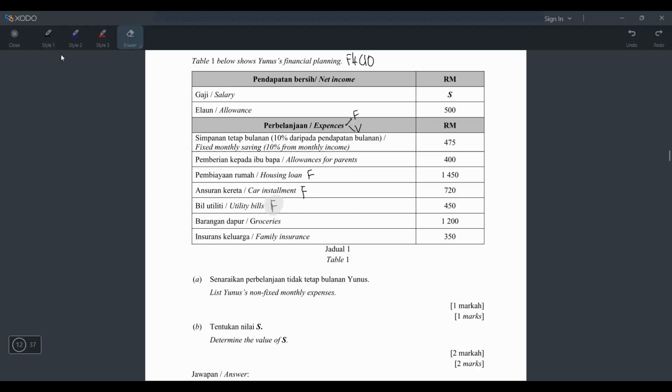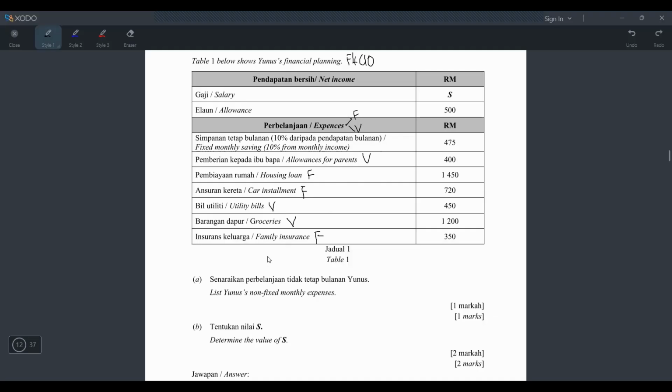Because electricity bill is actually variable. Because if you think about it, you can use less electricity and you can somewhat control the amount, right? Grocery is variable also. Okay, you can buy less stuff. Okay, but family insurance is fixed. Okay, allowance for parents variable. So I hope you know all this meaning.